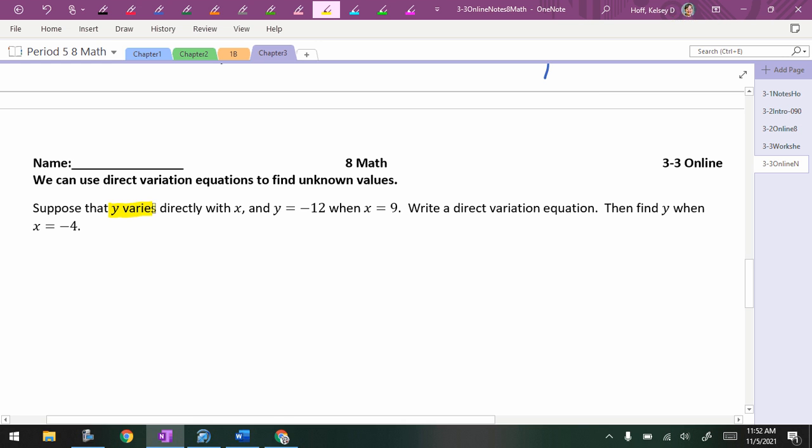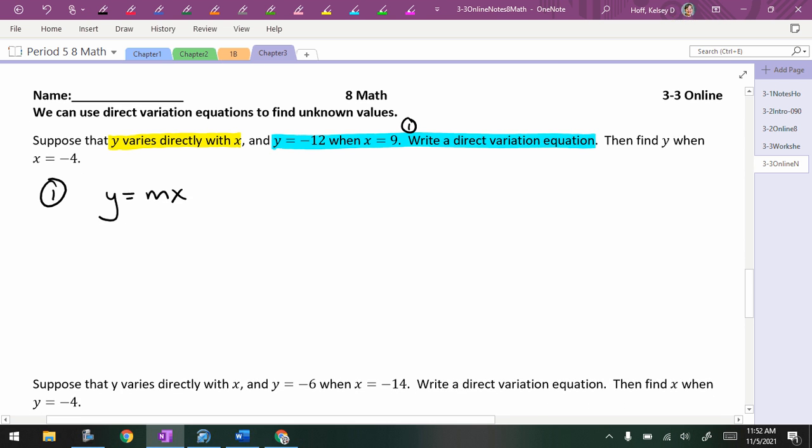We can use direct variation equations to find unknown values. Suppose y varies directly with x. Okay, y varies directly with x. That's a key phrase that indicates to us that we get to use y equals mx. So then it says y equals -12 when x equals 9. Write a direct variation equation. Let's start there. We start with y equals mx. Start with the information they give you.